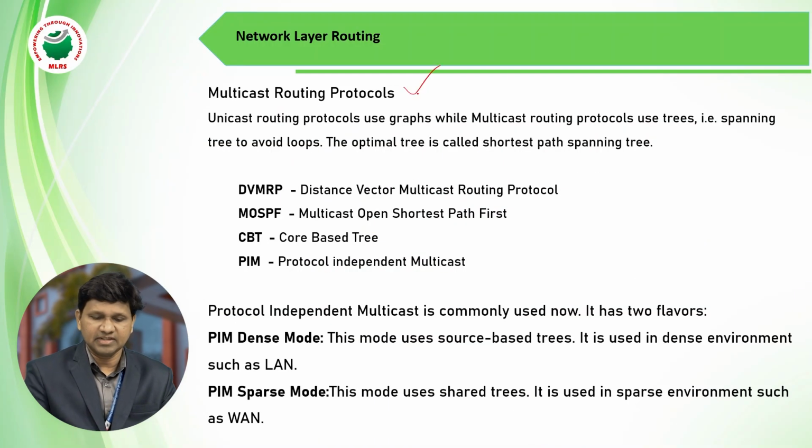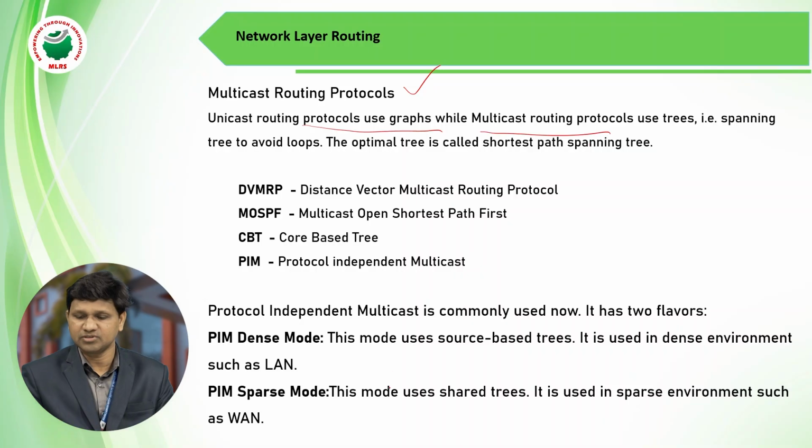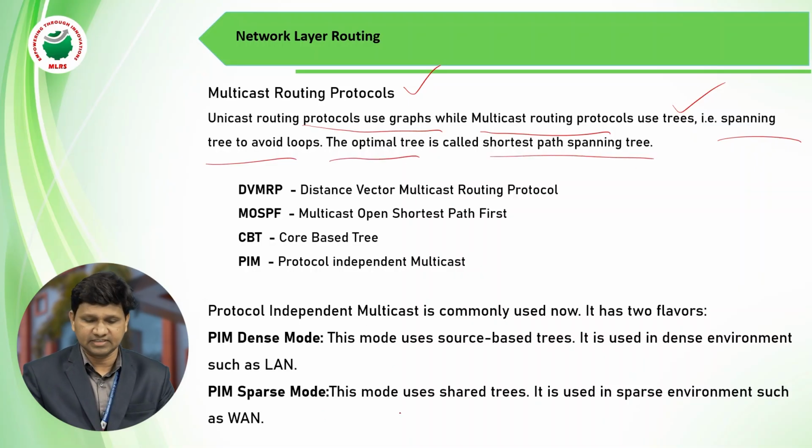Next is the multicast routing protocol. Unicast routing protocols use graphs, while multicast routing protocols use trees, as we know, spanning trees to avoid loops. The optimal tree is called the shortest path tree. Examples are Distance Vector Multicast Routing Protocol, Multicast Open Shortest Path First, Core Based Tree (CBT) and Protocol Independent Multicast (PIM). Protocol Independent Multicast is commonly used now.